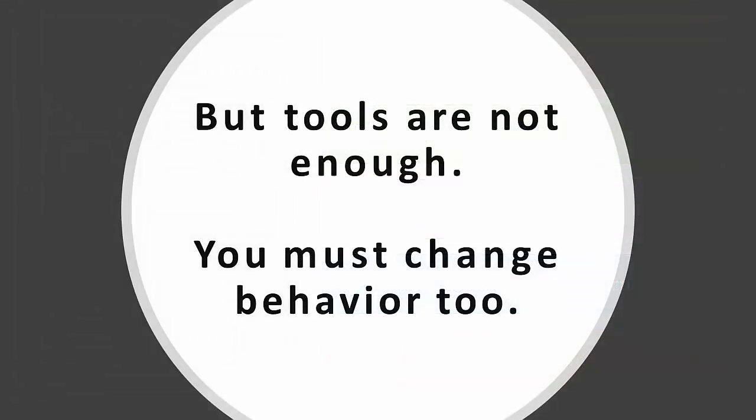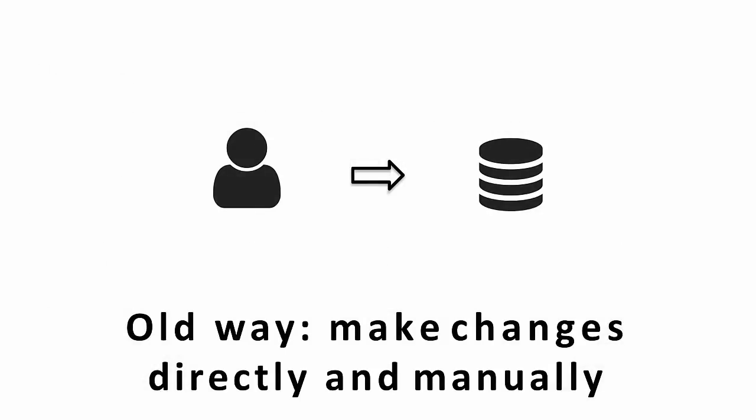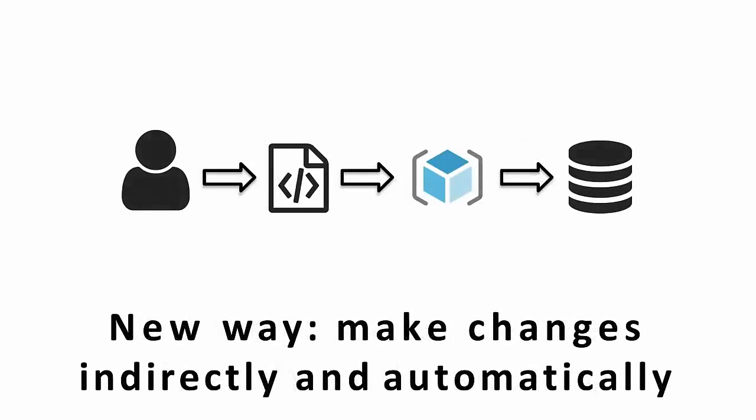But tools are not enough. We actually need to change behavior too. So let me explain that for a moment. If we think about the old way we do things, we would have logged onto the system and made changes directly and manually. It didn't matter if it's production or staging or a test environment, the behavior was essentially the same. And our new methodology is that we should make changes indirectly and automatically, which really implies that we don't touch the end system. Instead, we touch the infrastructure code, and that infrastructure code then gets taken over by something like Azure, which reads the code and updates our system.